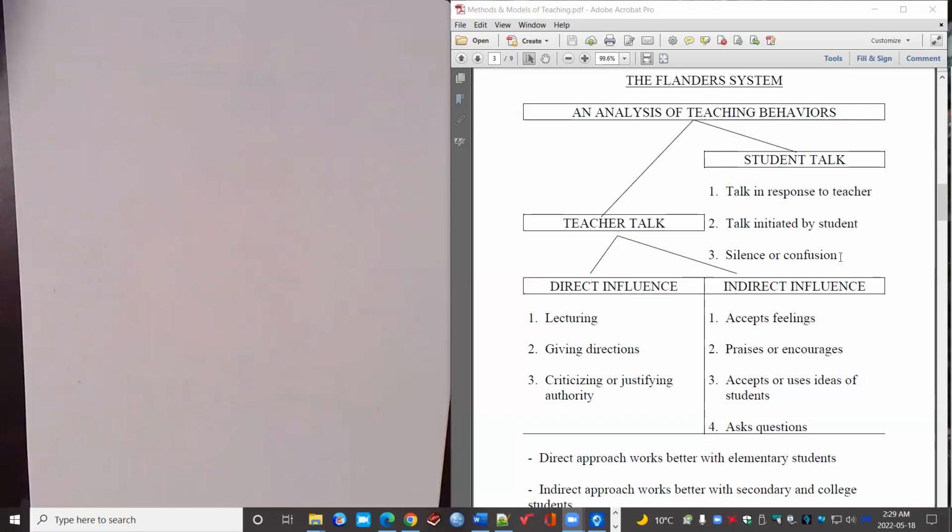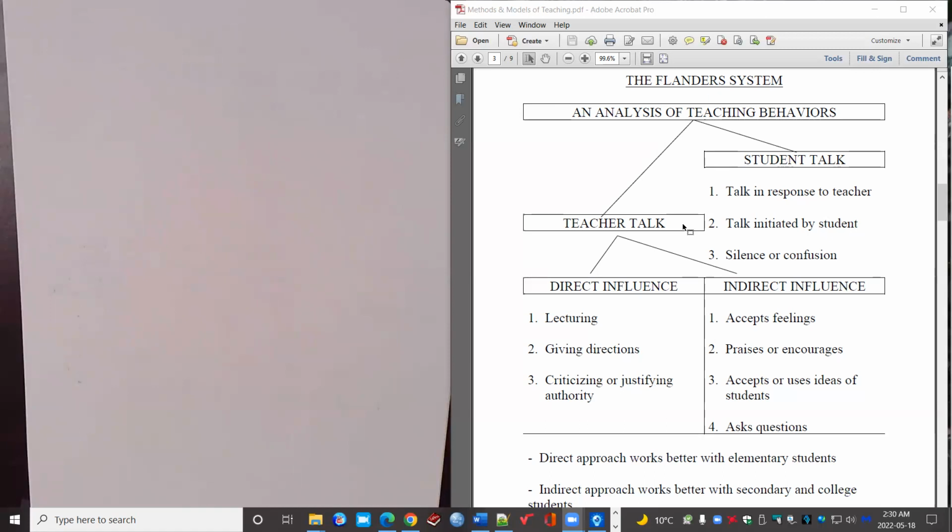Silence or confusion. So here, the observation is that we see pauses, short periods of silence, periods of confusion in which communication cannot be understood by the observer. Of course, all this is done by observers to come up with the analysis of teaching behavior. All right, so these are student talk.